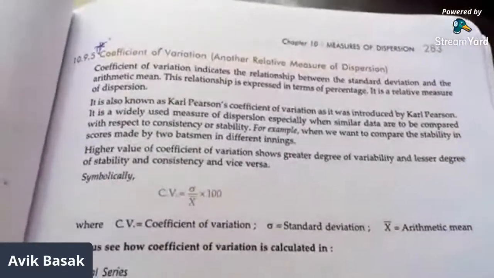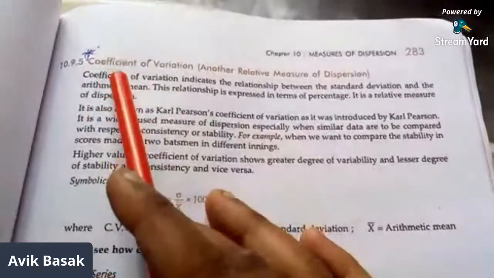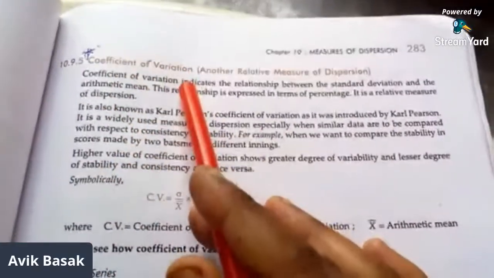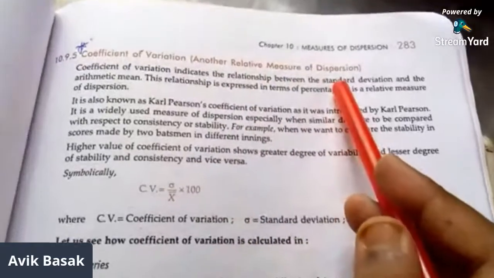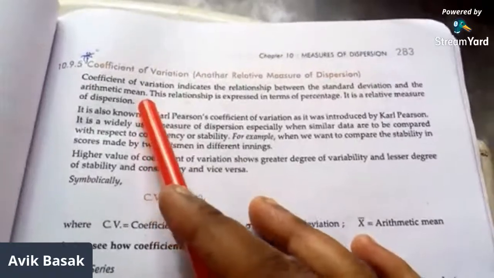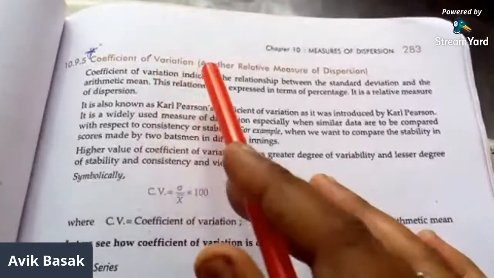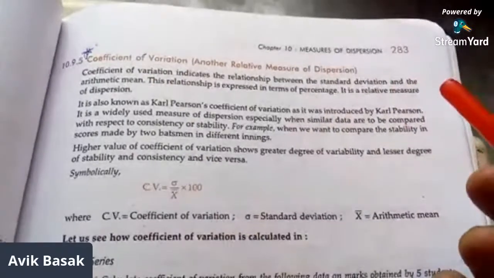Okay, without wasting much time, today we will discuss the coefficient of variation, another relative measure of dispersion. Paramjit, good morning. First of all, who introduced this coefficient of variation? Karl Pearson introduced it.